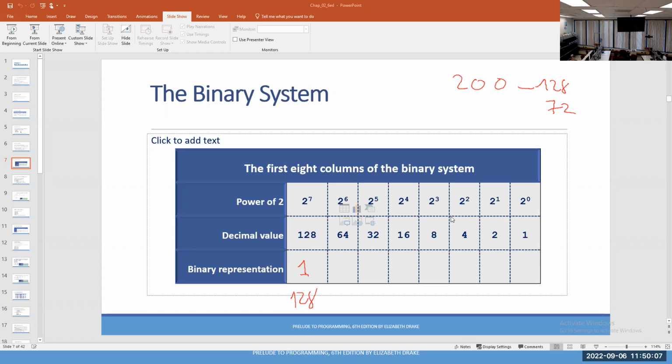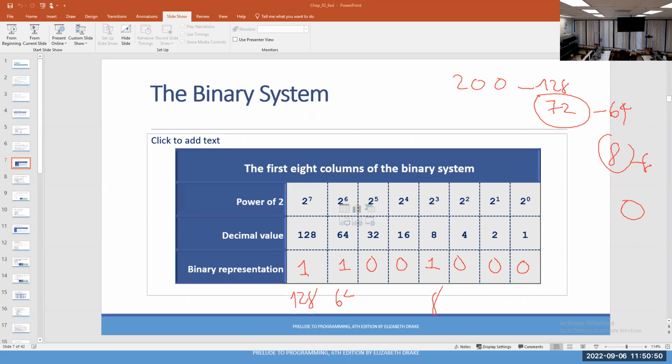Now, in order to make up the 72, you need the 64, of course. So we have the 64 here, and we minus 64. You have only 8 left. You do not need the 32, you do not need the 16. You need 8 here to make it perfect, right? And of course, when you have 8 here, you minus 8. You have 0 left, so you put 0 here. So when you convert 200 back to binary, you have 1 1 0 0 1 0 0 0 here. Right? It's very simple.